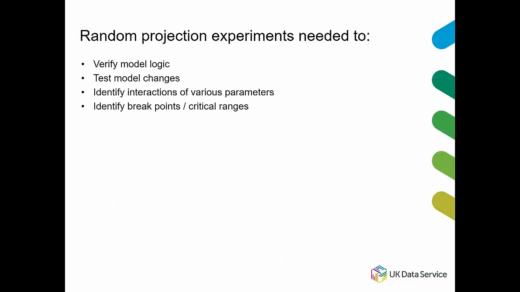These parameter sweeps and experiments are a way to verify the model logic and test the model's function and behavior and any changes you want to make. It's also to identify the interaction of parameters, so you'll know that you need at least 3 local authorities, but more if you have at least 50 tram stops or something like that.